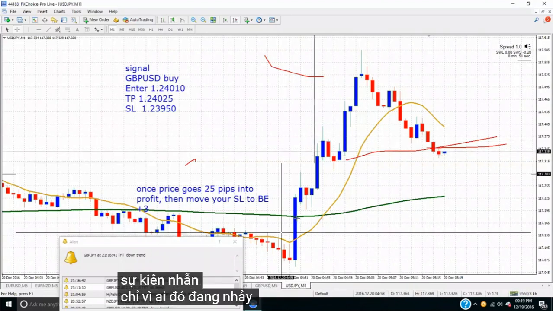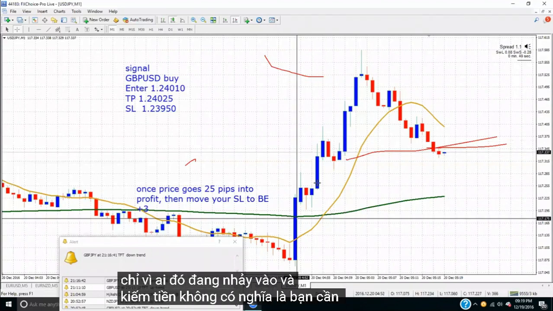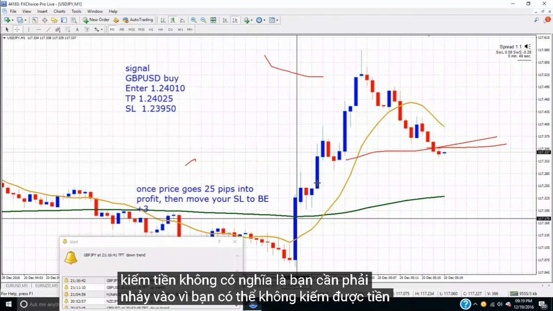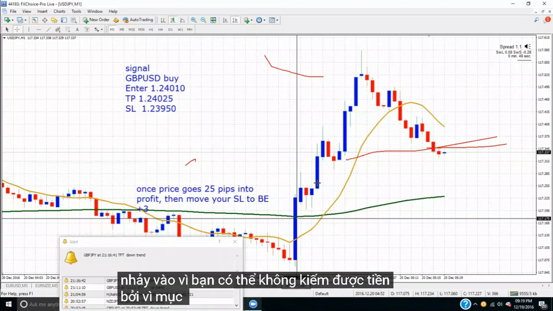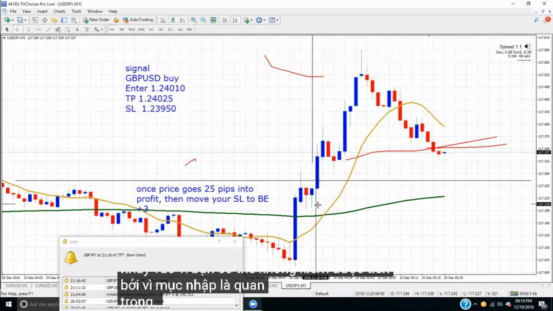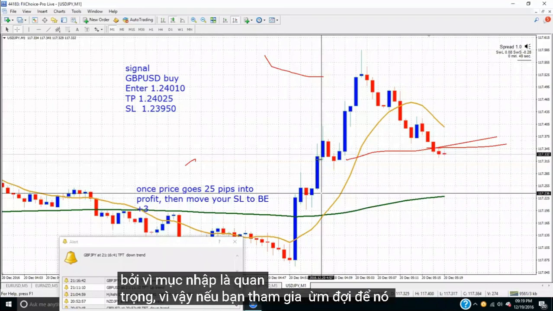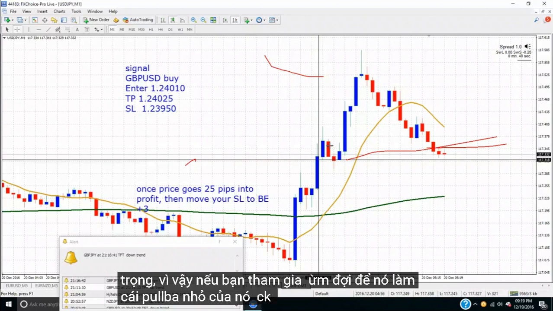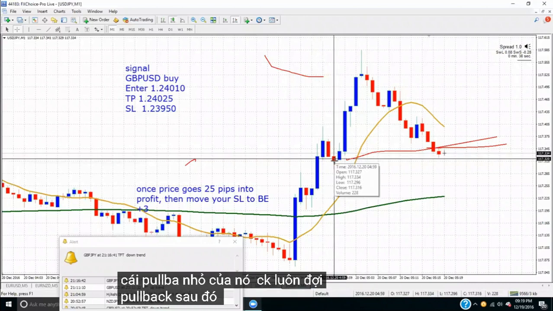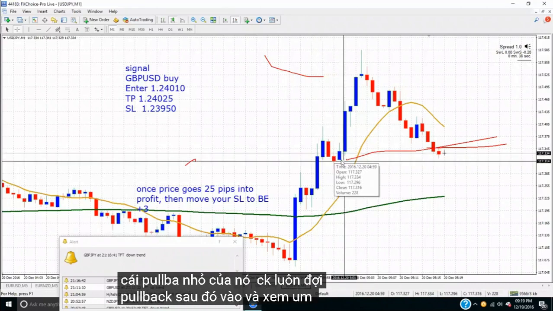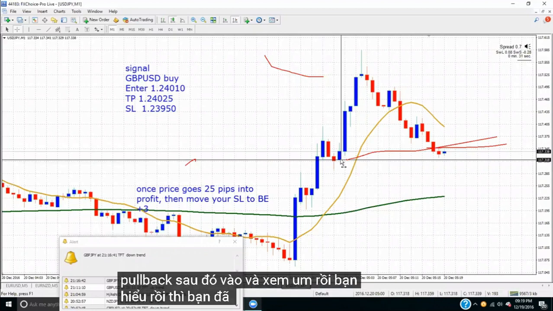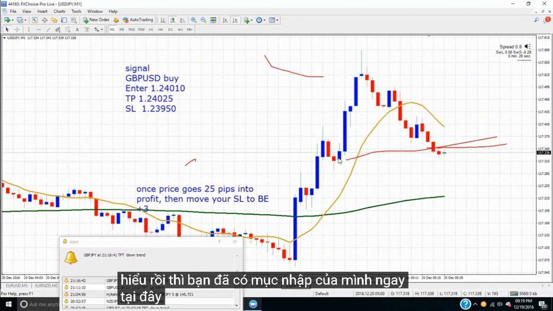Just because somebody's jumping in and making money doesn't mean you need to jump in because you might not make money. Because entry is important. Entry is key. So if you get in, wait, let it do its little pullback. Always wait on a pullback. Then enter and see. Then you got it. Then you've got your entry right here.